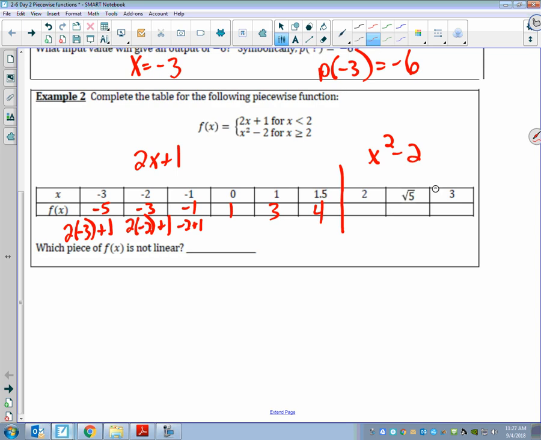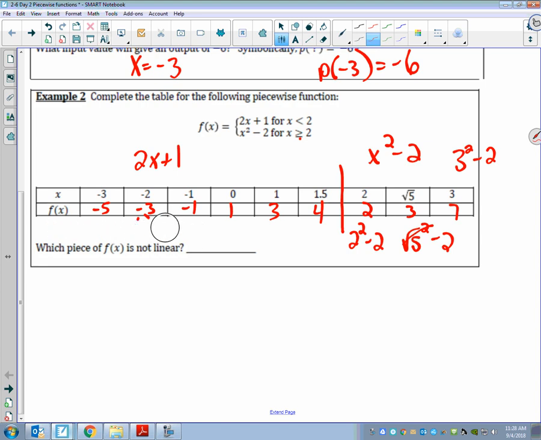But what about on this side? When it's greater than or equal to 2, I have to use this piece. So that would be 2 squared minus 2, or 4 minus 2 is 2. If I plug the square root of 5 in there, you can do that on your calculator, but what happens when you square a square root? It just cancels out, and 5 minus 2 is 3. If I put 3 in there, 3 squared is 9, and 9 minus 2 is 7. All right, so that would be filling the chart in.